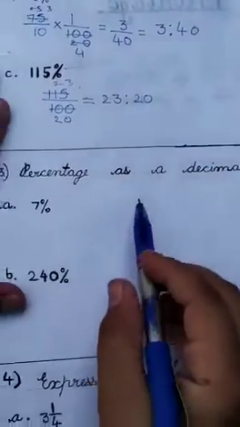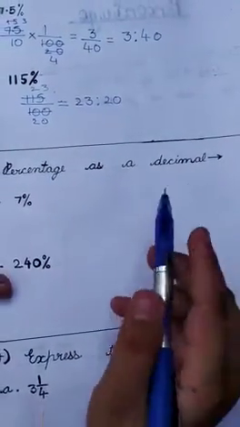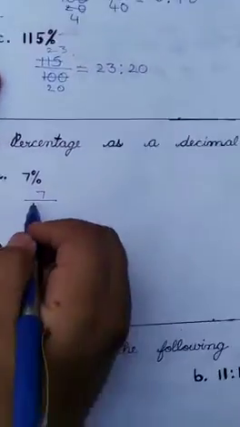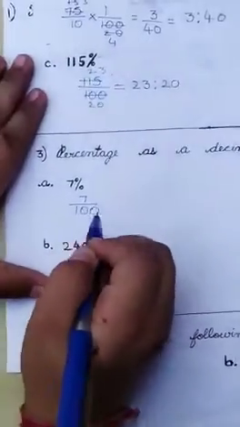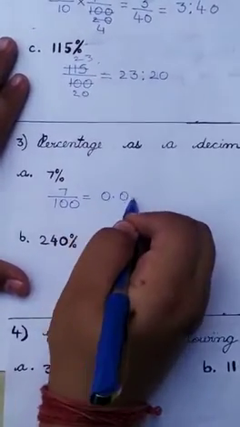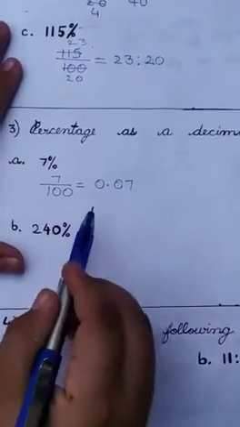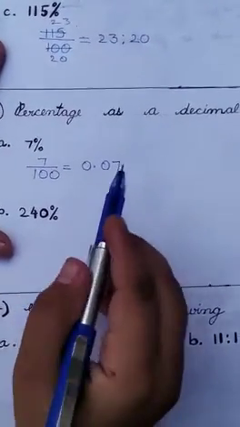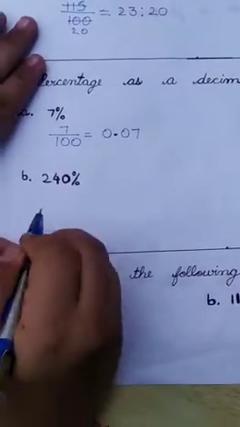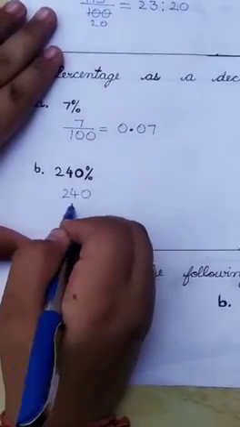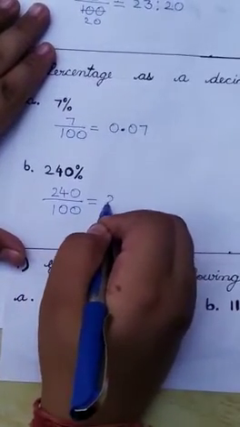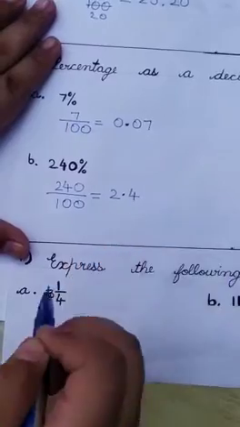Now how to convert a percentage into a decimal? 7% is given, so 7 upon 100. Now when divided, we will get 0.07. So in decimals it will be 0.07. If 240% is given, so 240 upon 100, and when divided we will get 2.4.